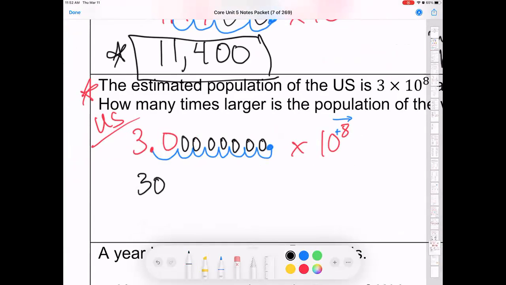So for the US, we should have about 300 million. Let me check: 2, 3, 4, 5, 6, 7, 8. 1, 2, 3, 4, 5, 6, 7. So we need one more, 8. All right.